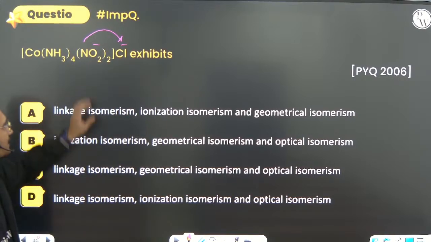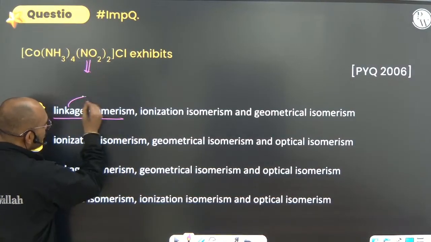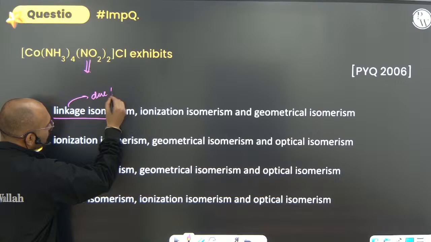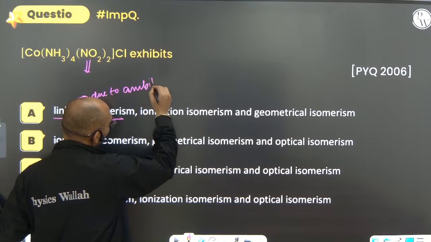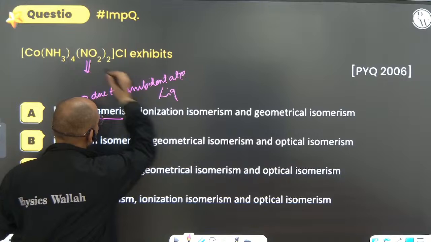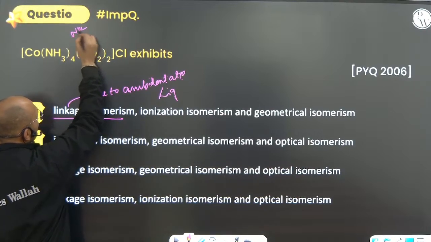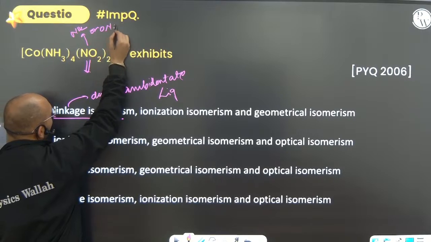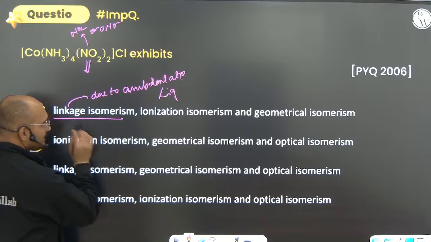Can it show linkage isomerism? Yes, linkage isomerism is due to flexidentate or ambidentate ligands. Ambidentate ligand is NO2. Ambidentate, yes, it may be either NO2 or it may be ONO. So either it may be NO2 minus or it may be ONO minus. So of course linkage isomerism is there.